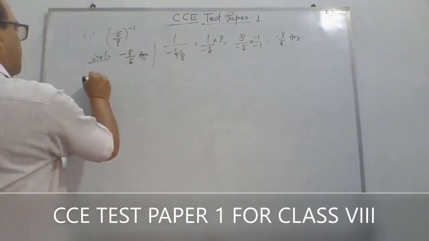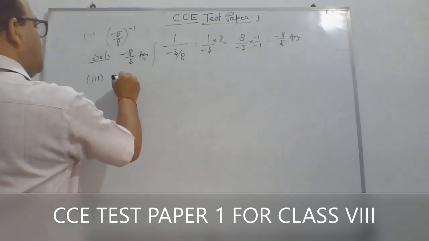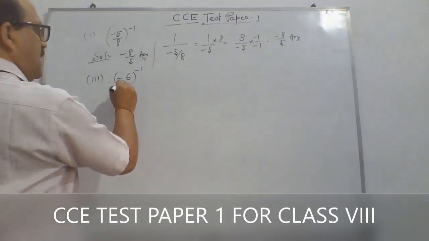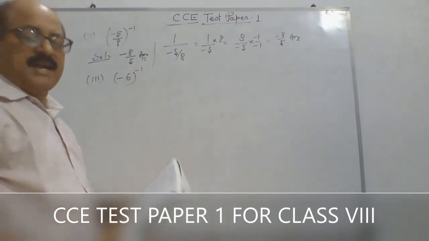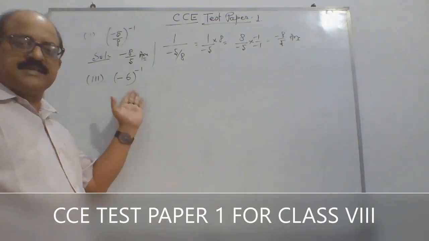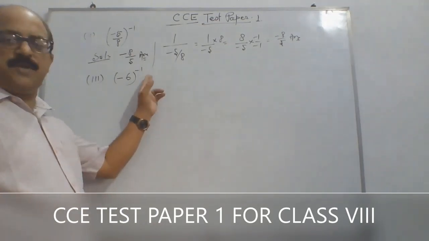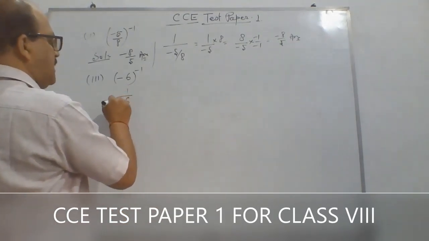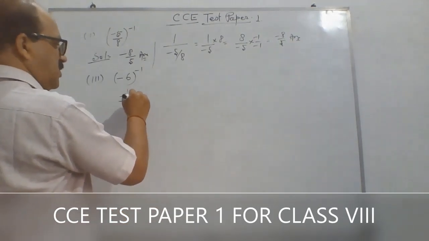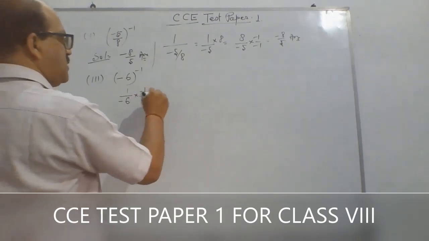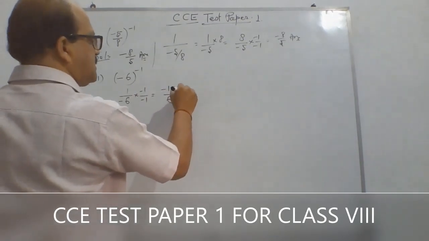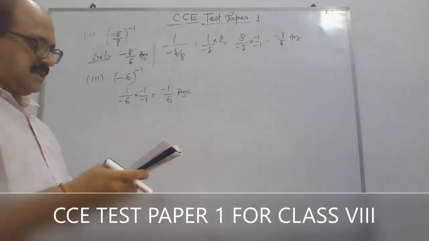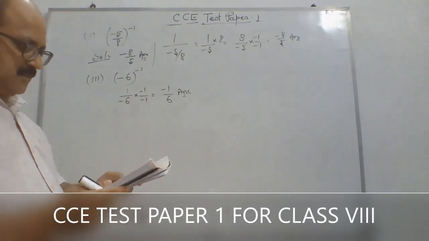In question number 3, minus 6 to the power minus 1. As we know, minus 6 means minus 6 by 1. So the reciprocal of this number means 1 by minus 6. It is not possible in a rational number, so minus 1 by 6. This is the simplification, the value of the given minus 6 to the power minus 1.